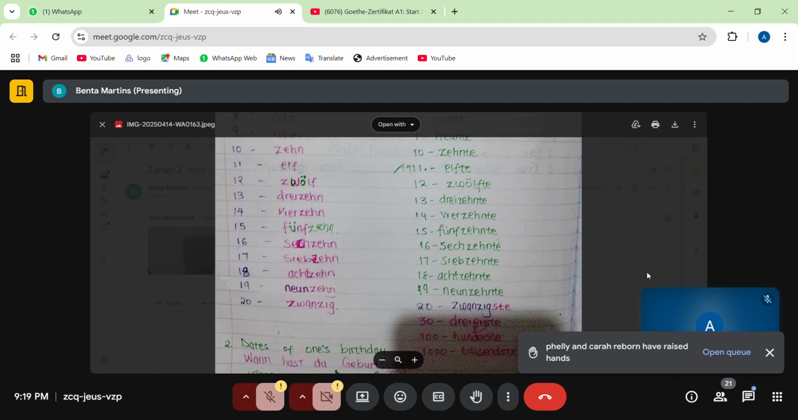Elfte, zwölfte, dreizehnte, vierzehnte, fünfzehnte. So it's like you're reading the fünfzehn part and then adding the te. So fünfzehnte.